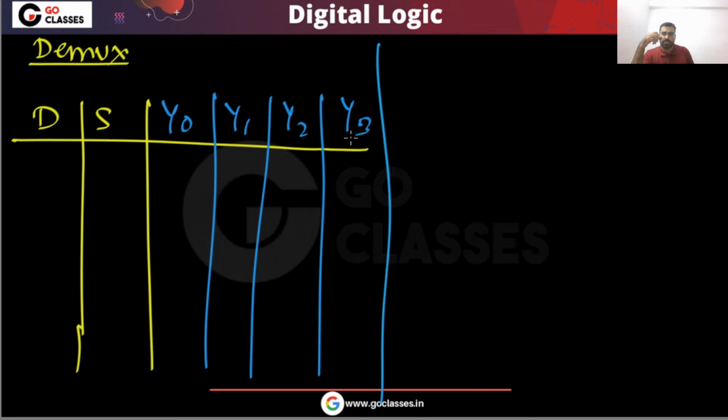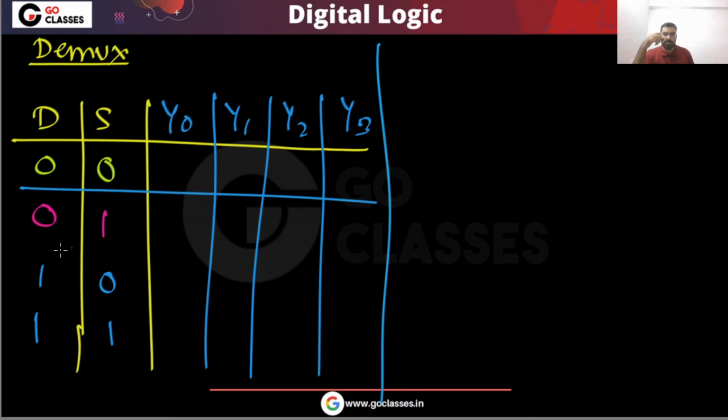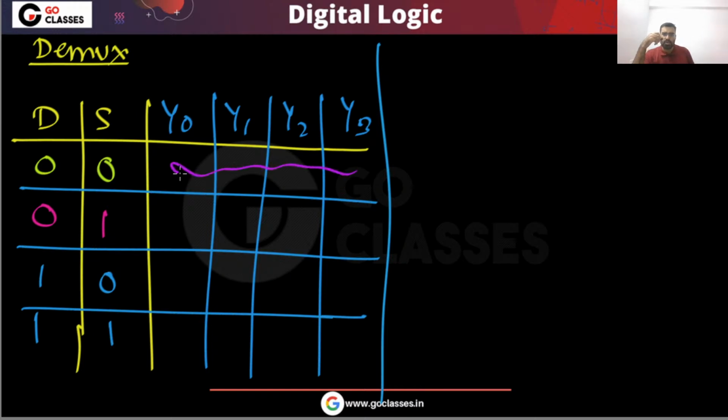Please tell me, if the select line is 0, and let's assume data is also 0. If the data is 0, select line is 1. Next, if the data is 1, select line is 0. If the data is 1, select line is 1. So these are the 4 possibilities. Tell me one by one for all of them, what will be this row?